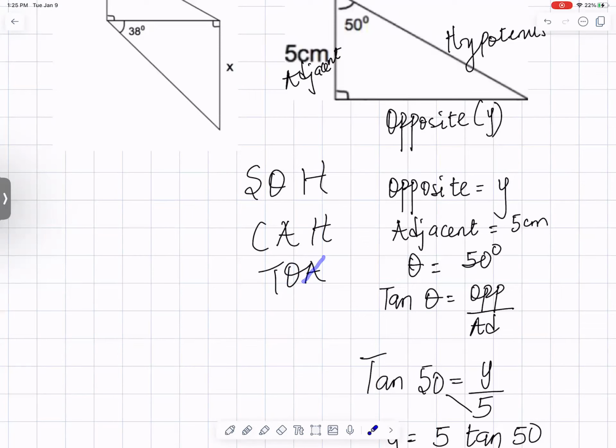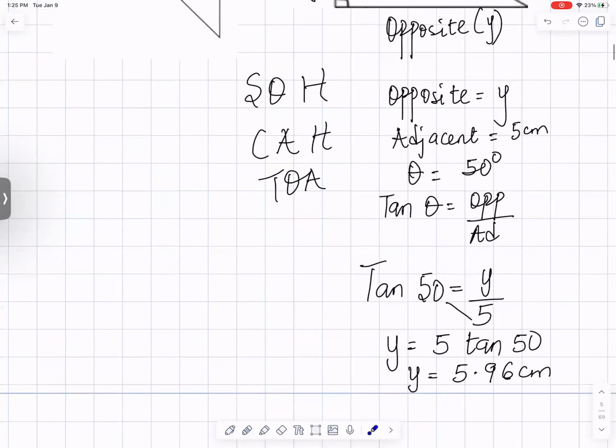So if you look at this triangle we are dealing with, we have opposite, which is y, and we have adjacent, which is 5. So what are we using for opposite and adjacent? Go back, we have our tan here. That is the only ratio that has opposite and adjacent. And I have the angle also, at 50 degrees.